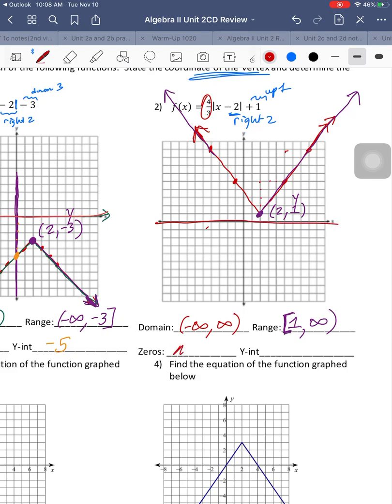Doesn't, so again we say none. The y-intercept, where does it cross the y-axis? I'm going to estimate it to be 3.75. Anywhere around there is pretty good. 3.75.